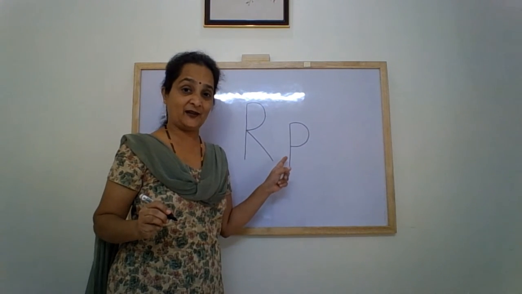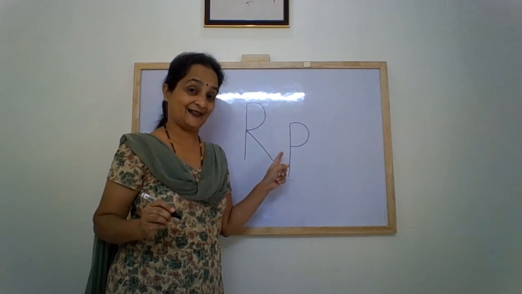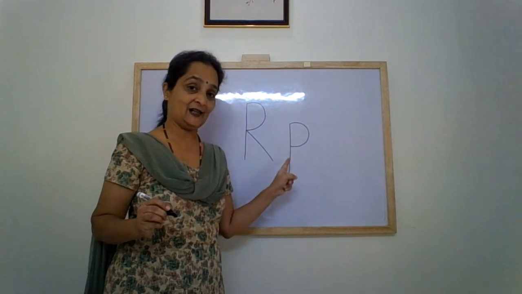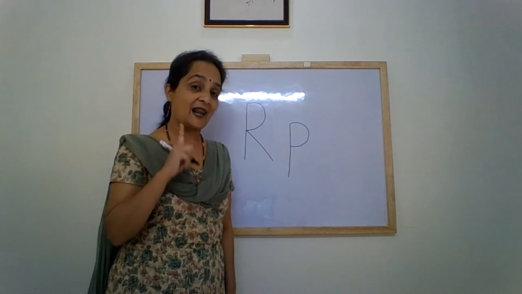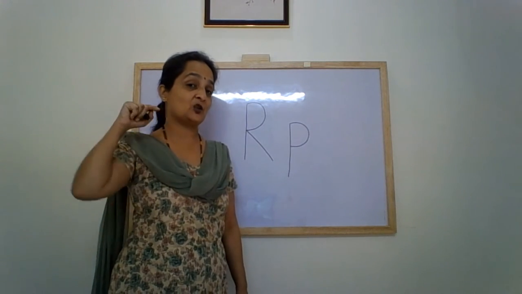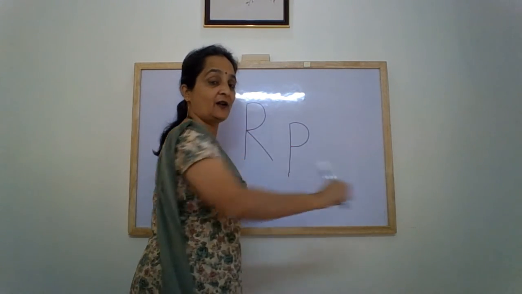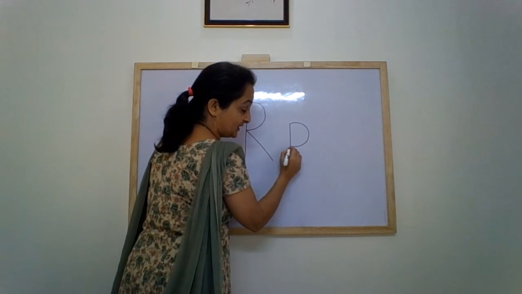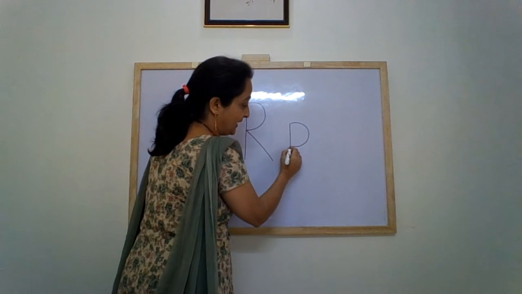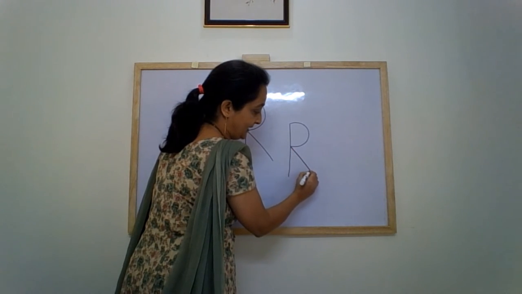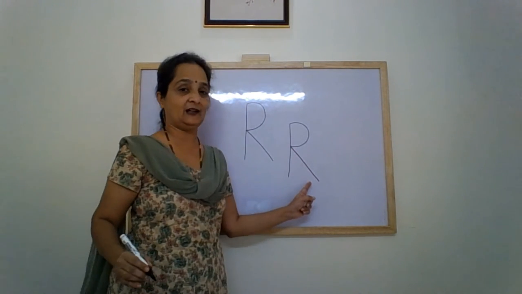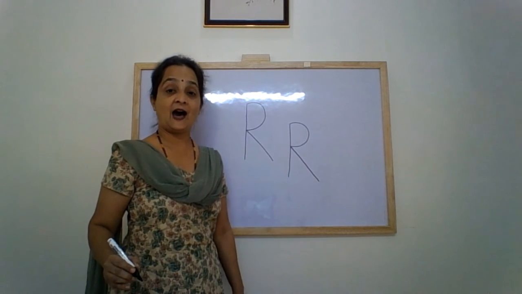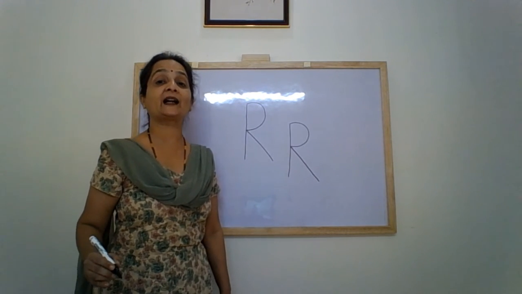Isn't this letter P? Yes, correct. This is letter P. Now, after writing it till here, we make a slanting line which goes forward, in the front. From this point, we make a slanting line that goes in the front. Letter R. R makes the sound R.